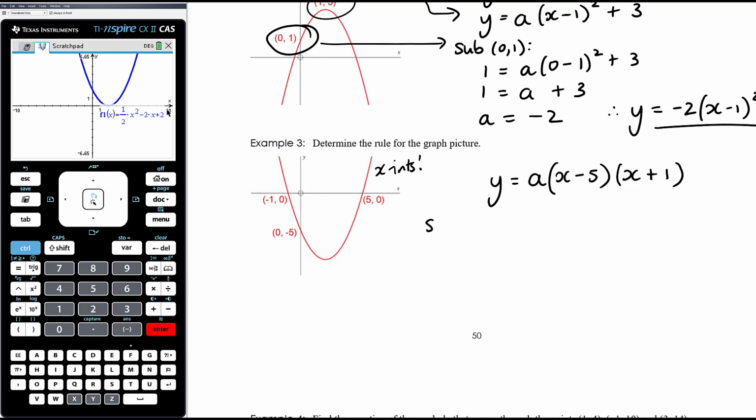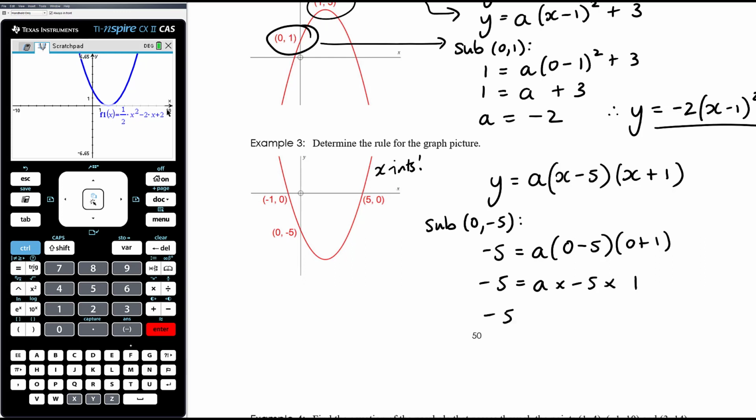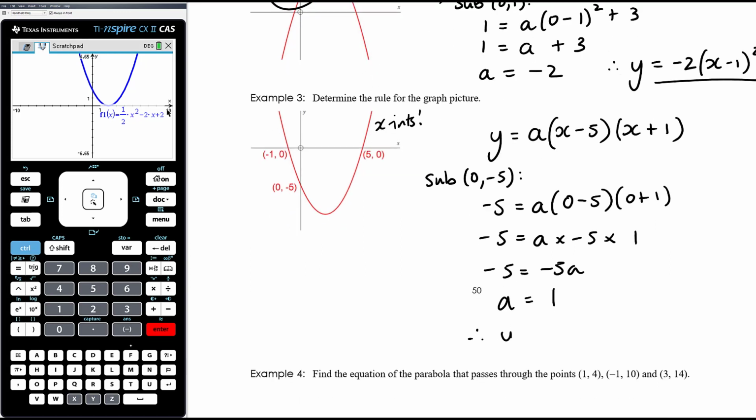Okay, so we're going to substitute the point (0, -5). When x equals 0, y equals -5. So -5 equals a times (0 minus 5) times (0 plus 1). -5 equals a times -5 times 1. So actually in this instance a does equal 1, and so therefore the equation is (x minus 5) times (x plus 1).